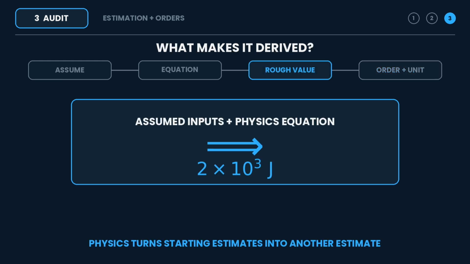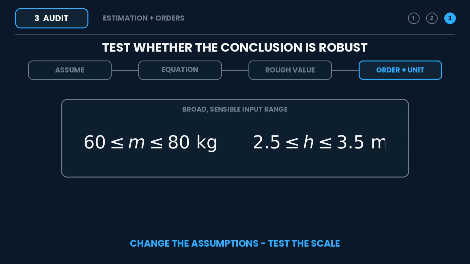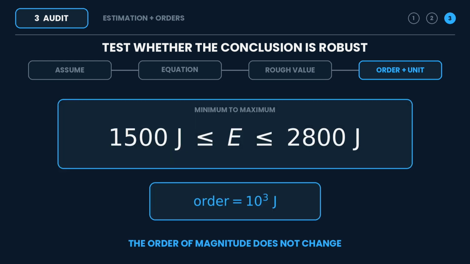We estimated the starting values, then we used physics to produce another estimate. That is all a derived estimate means. These values are rough, but the conclusion is robust. Try masses from 60 to 80 kilograms and heights from 2.5 to 3.5 meters. The answer stays between roughly 1,500 and 2,800 joules, still the same order of magnitude.